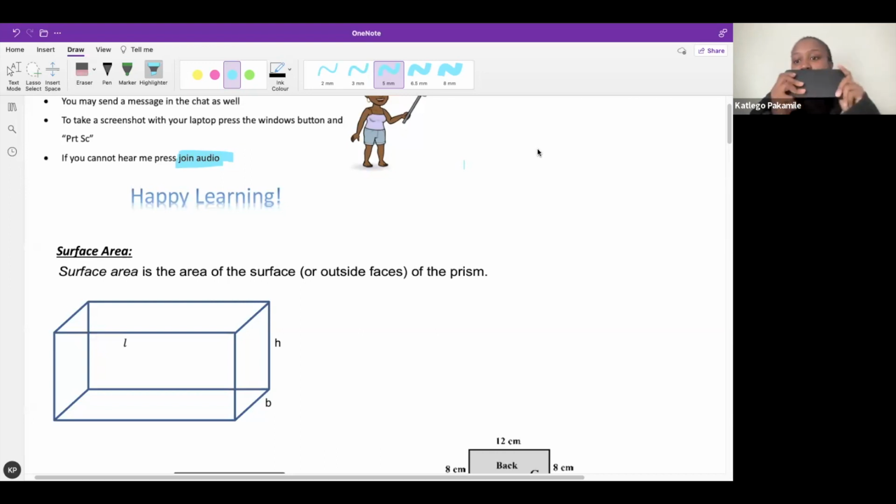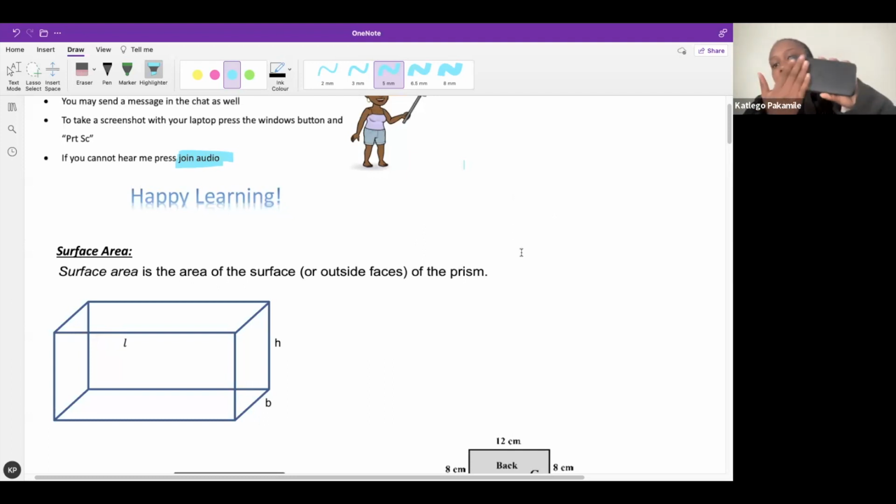Okay, now try to visualize this. First we have the front face, right? What shape is this? We can look here on our sketch as well. I just brought a 3D shape to try and help you visualize. What two-dimensional shape do we have here in front? A rectangle, okay? We have a rectangle.